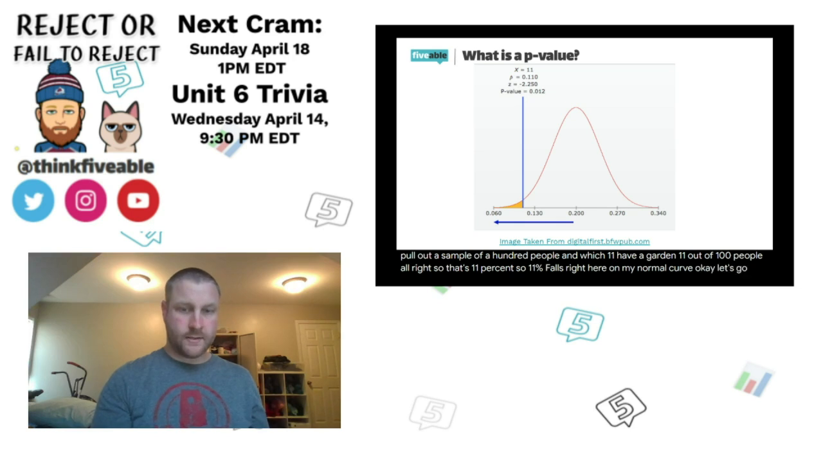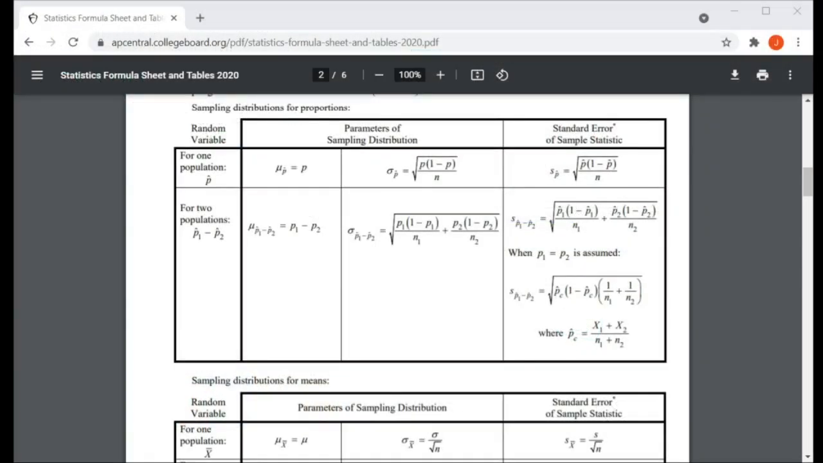Okay, let's go back to that reference page. Okay, so remember we are going to calculate that standard deviation right here. So our p-hat was 11 times, or no, over here, I'm sorry. Our p is 20% times 80% divided by 100. That gives me my standard deviation.